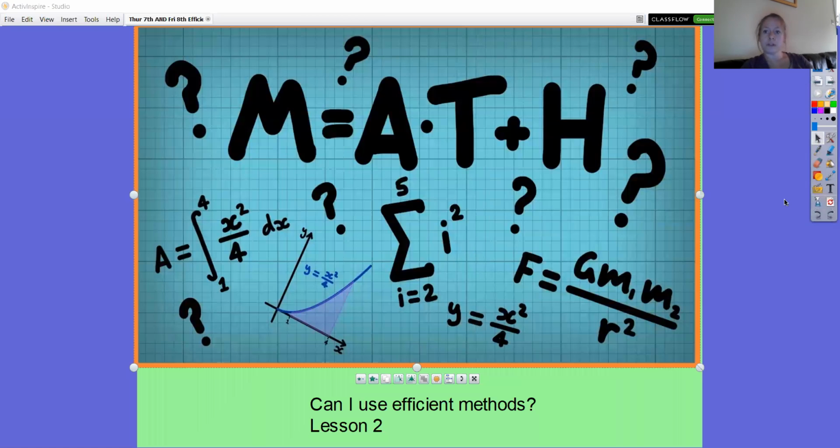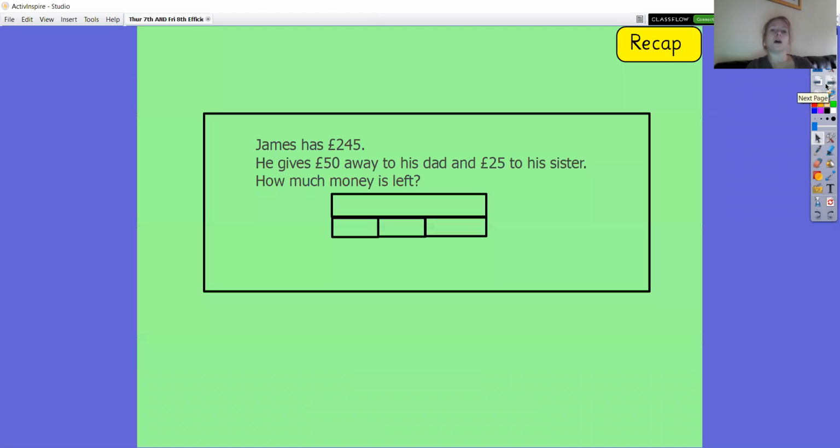Okay, so just for our warm-up, to get our brains working, I'd like to have a little go at this question for me, please. It says, James has £245. He gives £50 away to his dad and £25 to his sister. How much money is left?